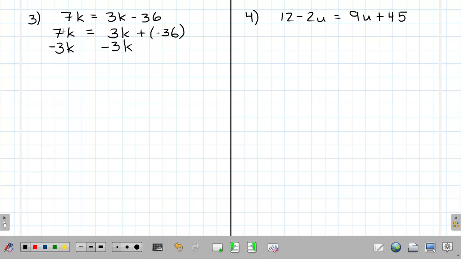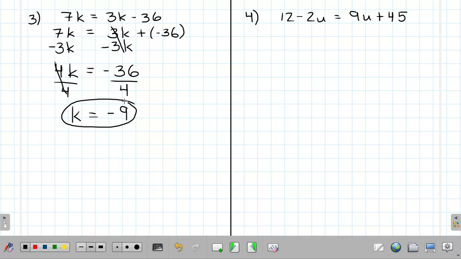So 7k minus 3k, that gives us 4k is equal to, then once again, there's no constant term over here, so it's just 4k is equal to, well, the whole point is we want those 3k's to go away, and now we just have negative 36 left over. Okay, it just comes straight down. And actually, in this case, we just have a one-step equation where the only step we have to do now is divide by 4. So we get k is equal to negative 36 over positive 4, which is negative 9.